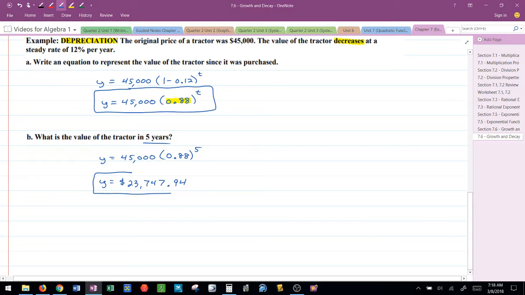Now, if you think about this, guys, isn't this kind of crazy? I bought a brand new tractor for $45,000. In 5 years, according to the prediction equation, that exponential equation, it should only be worth $23,747.94. All right? That is very typical.